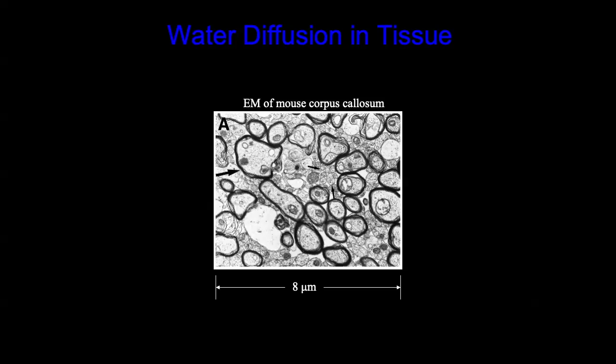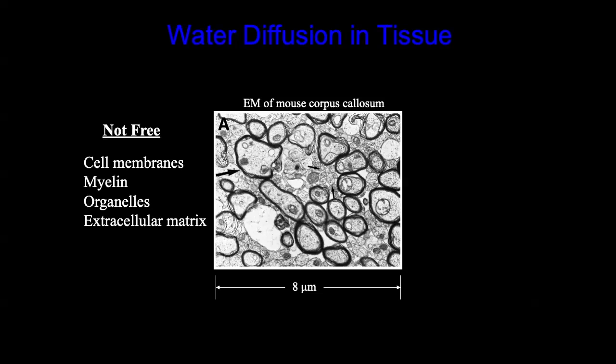So in brain tissue, here is an EM, electron micrograph, of a mouse corpus callosum. So we're cutting through the cross section of the corpus callosum. And you can see that there are barriers for the water molecules to run into. So the water is not free. There are cell membranes, and then this black here is the myelin sheath around the axons. There are organelles within the cells. There's the extracellular matrix between them. So there's a lot of stuff that the water runs into. And you can imagine that if you're a water molecule within this axon, you're going to run into some barriers this way, and then along the length of it, you'll be able to move a little more, whereas if you're water in between the cells, you're going to be running into different barriers.